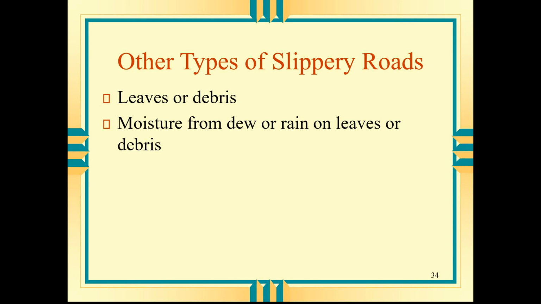We're almost done with slippery roads. Other types of slippery roads include leaves or debris, and moisture from dew or rain on leaves or debris. So that is slippery roads. Now we're moving on to limited visibility.